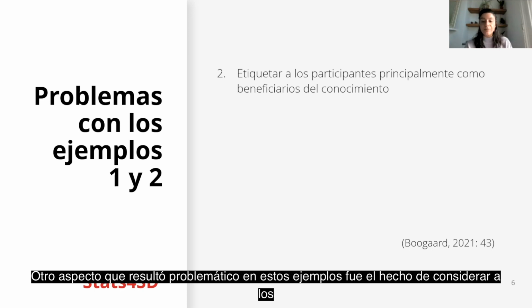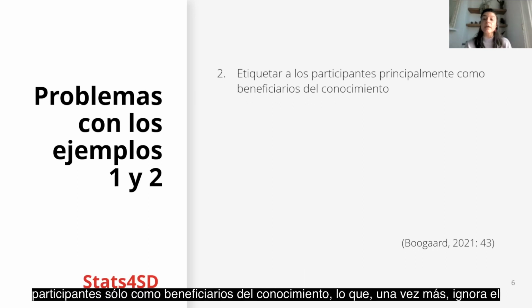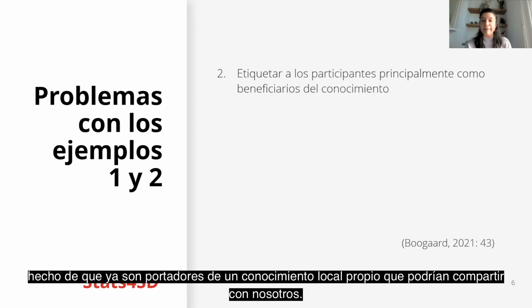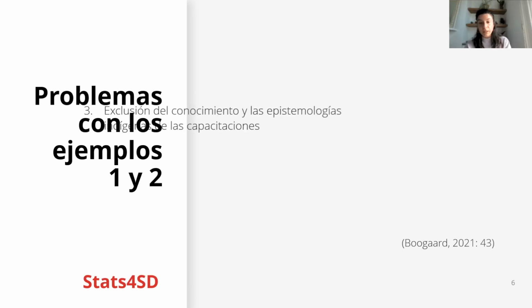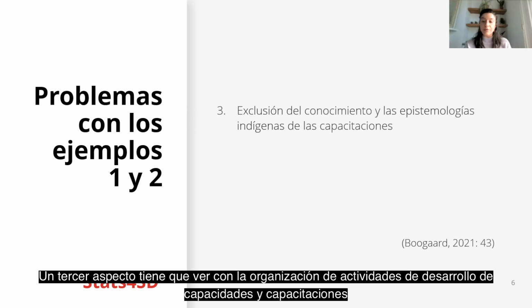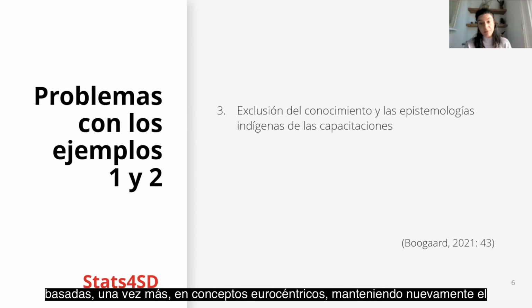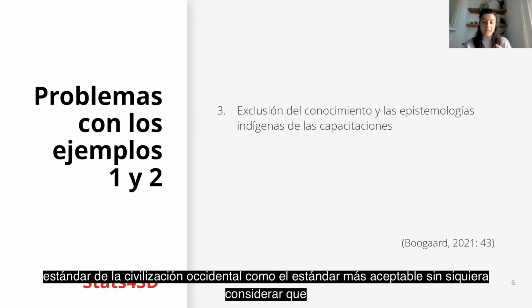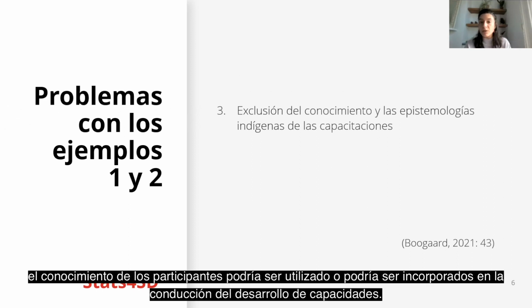Another aspect that was problematic in these examples was the fact of considering participants just as being beneficiaries of knowledge, which once again disregards the fact that they already carry their own local knowledge, which they could share with us. A third aspect has to do with organizing capacity building activities and trainings based once again on Eurocentric concepts. So once again, holding the standard of the Western civilization as the most acceptable standard, without even considering that participants' knowledge could be incorporated into conducting capacity building.